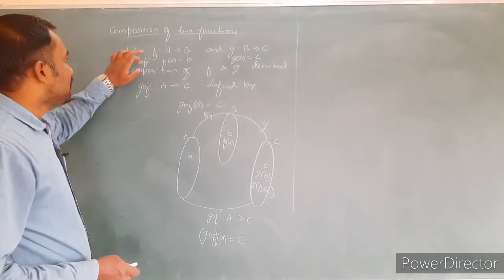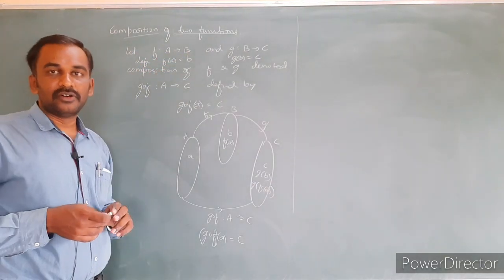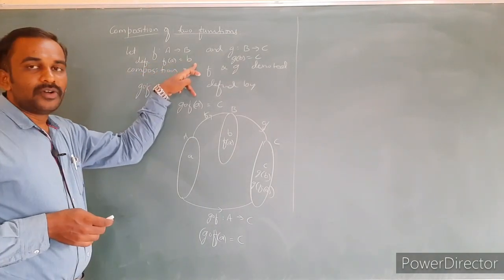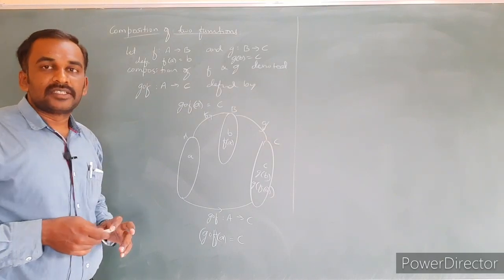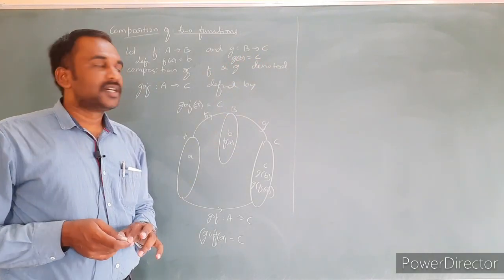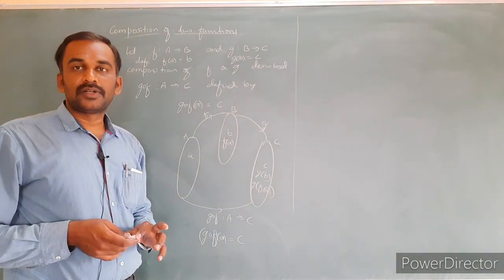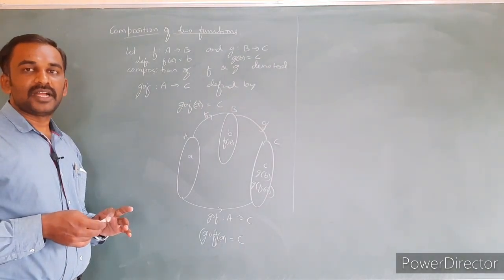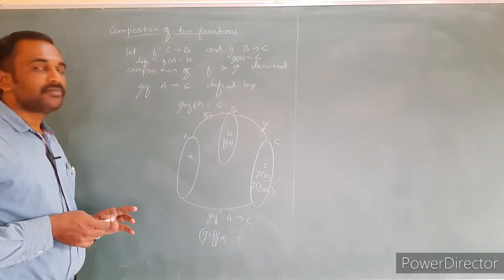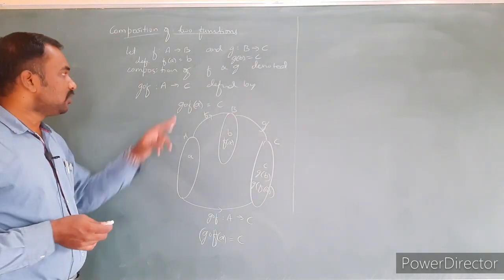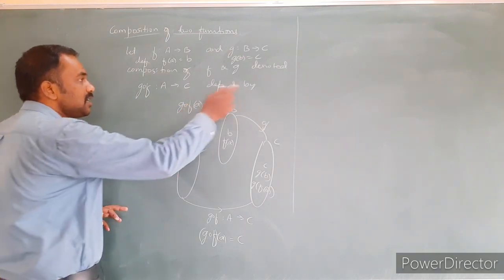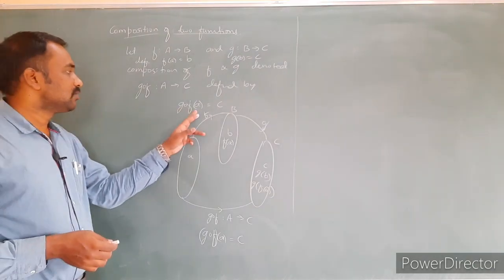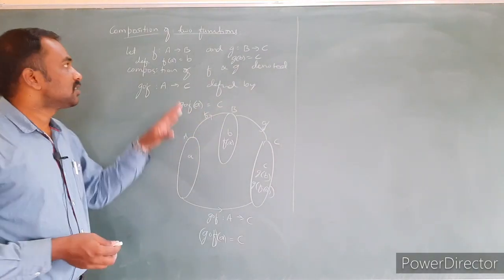What is the definition? Let F be a function from A into B defined by F of A is equal to B, and G is a function from B into C defined by G of B is equal to C. Then the composition of the two functions F and G is denoted by G circle F from A into C and is defined by G circle F of A is equal to C. That's all. It is said to be a composition.